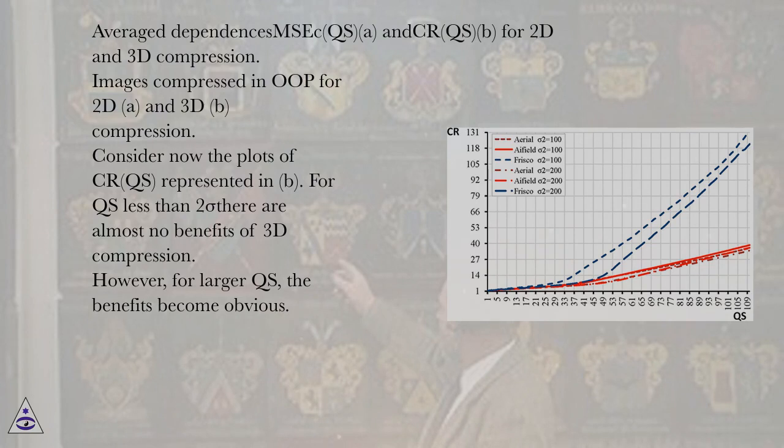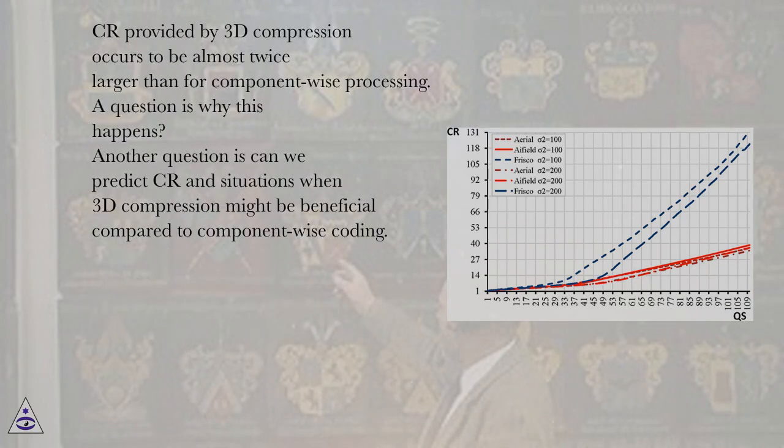Consider now the plots of CR versus QS represented in B. For QS less than 2 sigma there are almost no benefits of 3D compression. However, for larger QS, the benefits become obvious. CR provided by 3D compression turns out to be almost twice larger than for component-wise processing. A question is why this happens. Another question is, can we predict CR in situations when 3D compression might be beneficial compared to component-wise coding?